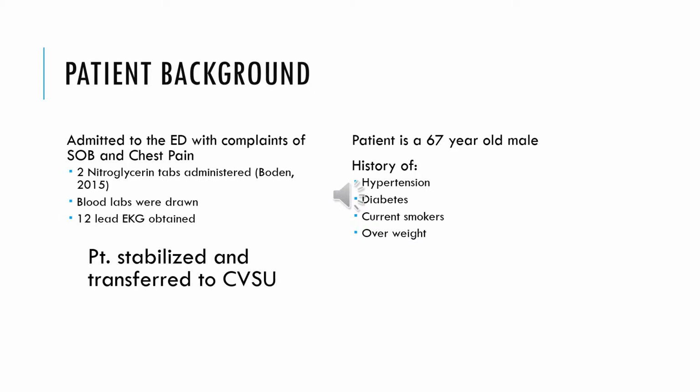Two nitroglycerin tabs were administered sublingual. Blood labs were drawn, and a 12-lead EKG was obtained. And that's how he got the diagnosis of an NSTEMI. The patient had a history of hypertension, diabetes, currently smoked, and was overweight. After the patient stabilized, he was transferred to CVSU.